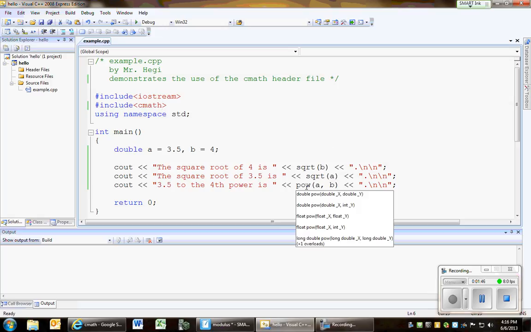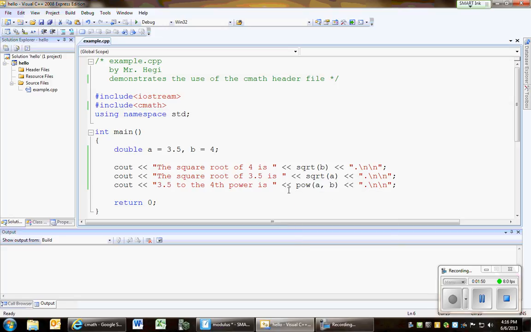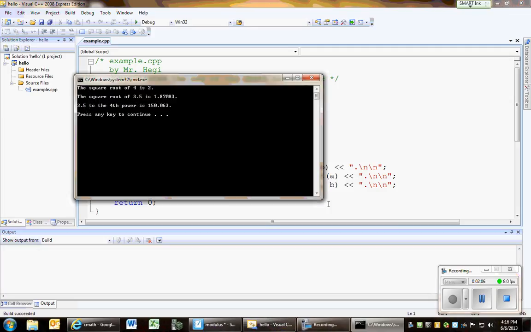With the pow function, it takes in two values. It takes in the base and then the exponent. So it has two items in parentheses. As you get further on in programming, you will use more functions so you can see how this works. So I'm going to build this and run it.